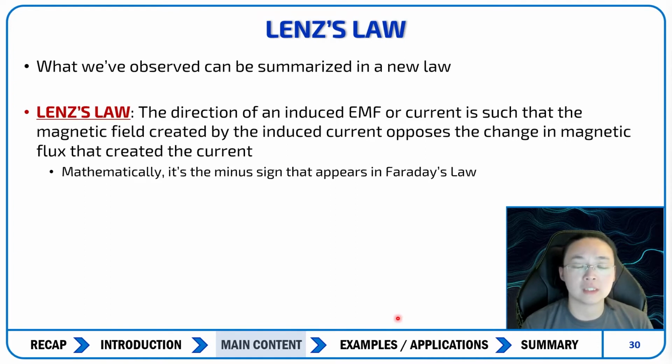So now we move on to Lenz's law. This kind of phenomenon is exactly what is summarized in Lenz's law. The direction of an induced EMF or current is such that the magnetic field created by the induced current opposes the change in magnetic flux that created the current. Mathematically, it's the minus sign that we see in Faraday's law, because the induced EMF is going to be in the direction opposite of the one that's created by the change.